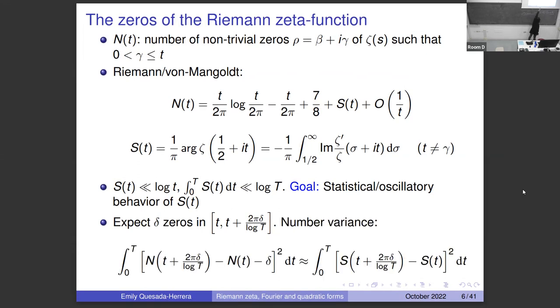This is what we call the number variance. This is the variance, in the statistical sense, of the number of zeros in this interval. So this is the mean square of the number of zeros minus the expected value. And because of this formula, we can write it in terms of S(t). So again, to understand the zeros, we need to understand S.